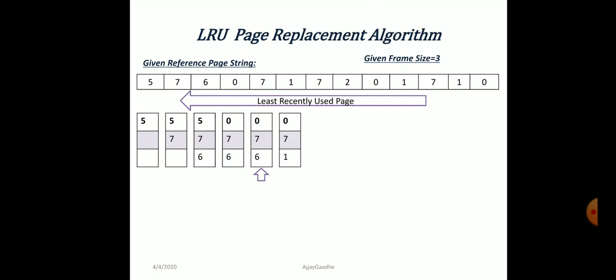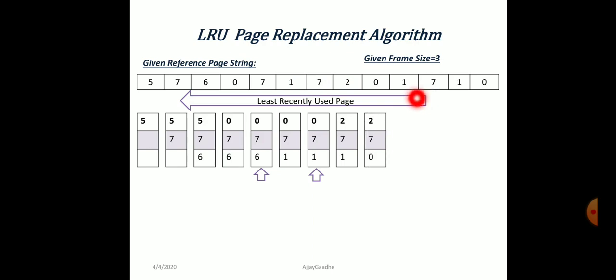Next requested page is 7, it is already present in the frame, so it is a page hit. Next requested page is 2, so out of 0 7 1, 7 and 1 we can see are recently used, and 0 is least recently used in comparison, so 0 is going to be replaced with the new page 2. Next is 0, again it is a page fault. So out of 2 7 1, 1 is least recently used, so 1 is going to be replaced with 0.